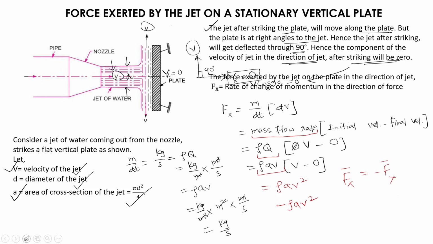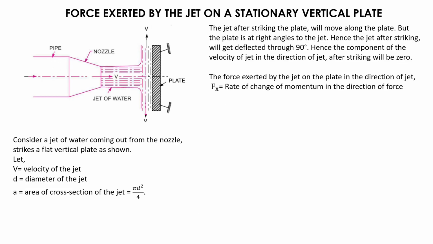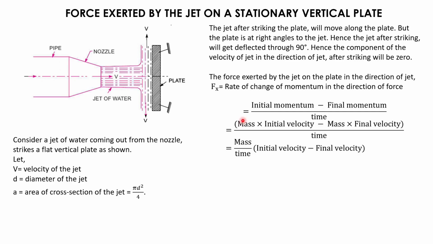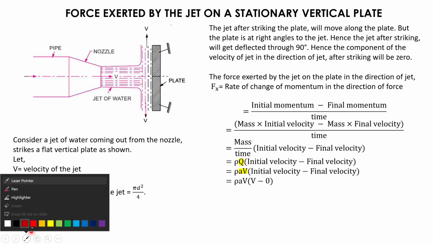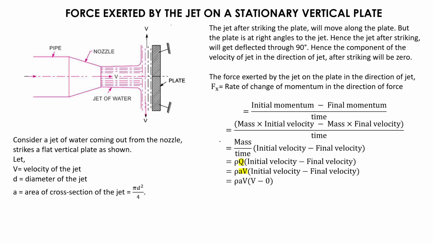Afterwards I will erase all of them and let us see. I have written that the rate of change of momentum is initial momentum minus final momentum by time: mass into initial velocity, and final momentum as mass into final velocity, over time. Taking mass over time common, it is initial velocity minus final velocity. Then mass over time is rho Q into initial minus final velocity. Q is equal to A V, I have already shown you how you can write that. Then you will find the initial velocity as capital V and final velocity is 0 in the direction of x only, if I am finding in x direction.